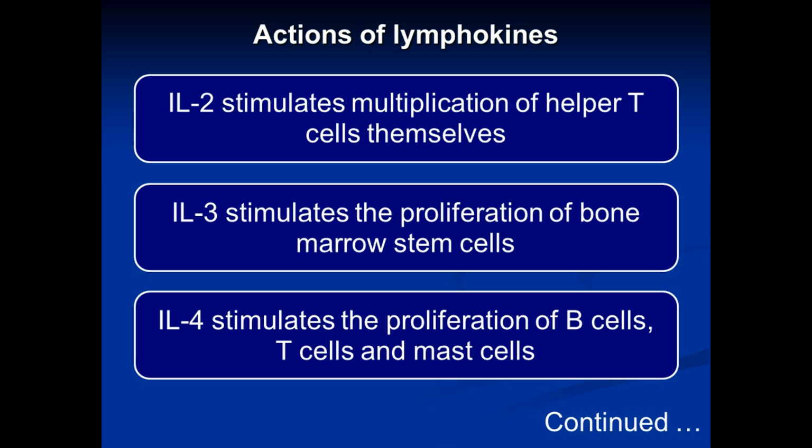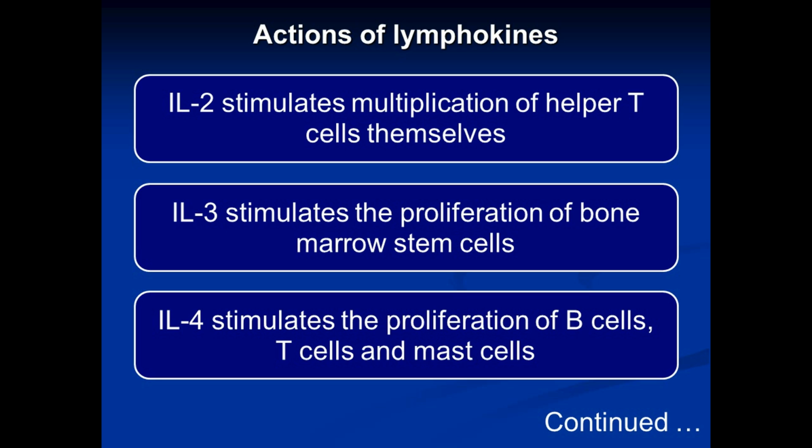These lymphokines will produce various effects. IL-2 has a kind of autocrine action. It is released by helper T cells and it acts on helper T cells. It stimulates the multiplication of helper T cells, so more helper T cells will be formed.